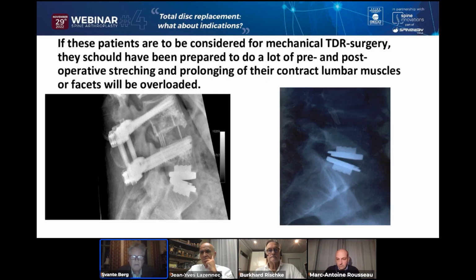These are examples of two patients that have developed hypolordosis with facet joint arthritis after total disc replacement. If they were treated preoperatively with extensive stretching and lengthening of lumbar muscles and strengthening of abdominal muscles, they should have had a good chance to avoid this problem with the facet joints, which doesn't come until a couple of years down the line. So therefore, it's very important to have the patients working together with you.